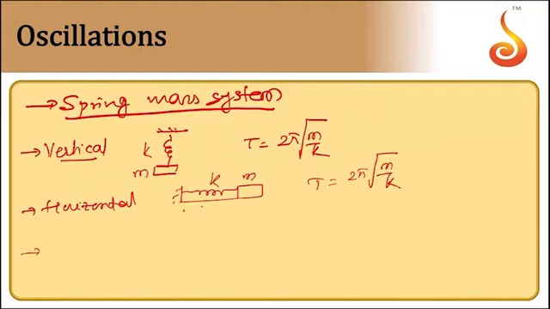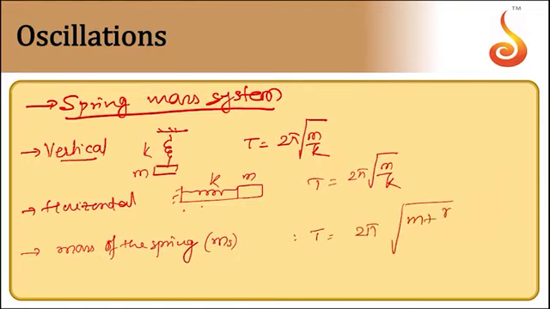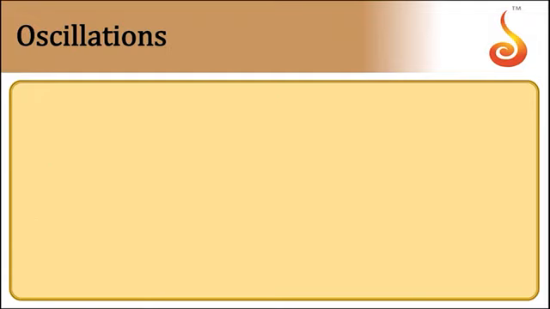Now, if the mass of the spring is not negligibly small, if the mass of the spring is ms, then its time period is given by 2 pi root m plus ms divided by 3 whole divided by K. Remember this result.